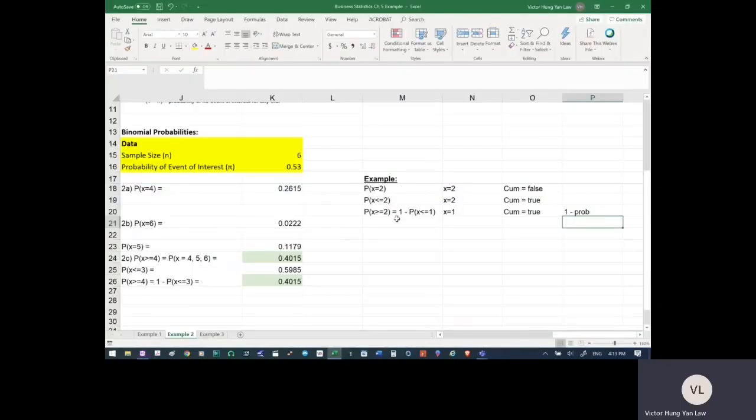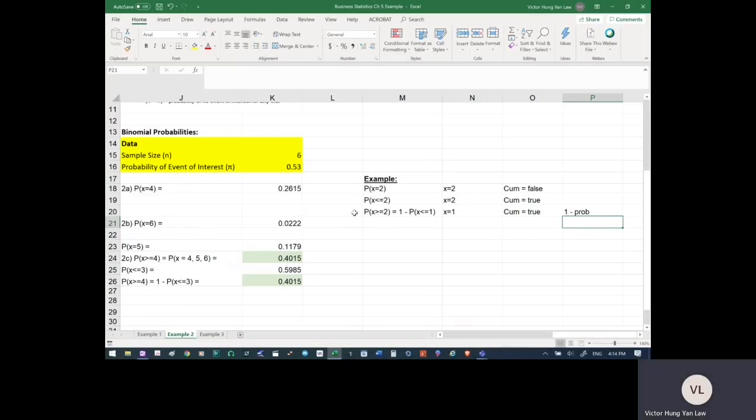So therefore, when we calculate the probability of x is greater than or equal to 2, we know that we need to take 100% minus the probability of x is less than or equal to 1. What that means is that when we plug it into the binom.dist formula, we're solving for the probability of x is less than or equal to 1. So we're going to use x equals 1, and we're going to put true for cumulative, because we're looking for the cumulative probability of x from the very left side all the way to x equals 1. Once we calculate the probability, then we take 1 minus that probability, and that will give you the probability of x is greater than or equal to 2.